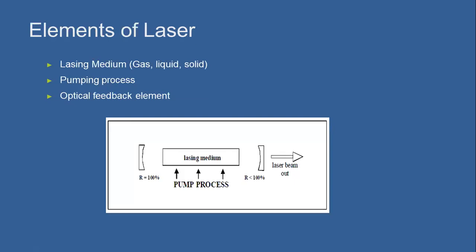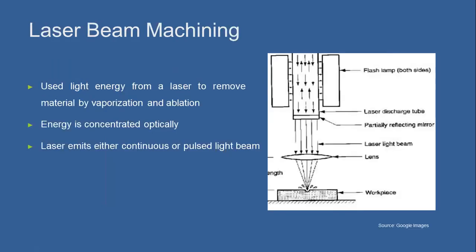Elements of a laser. To create a laser, what do we require? First, a lasing medium. It can be gas, liquid, or solid. Next, the pumping process. We need to have a light, and the pumping pumps the light onto the lasing medium. Next, the optical feedback element. The feedback element is nothing but mirrors. Next, see the construction here.